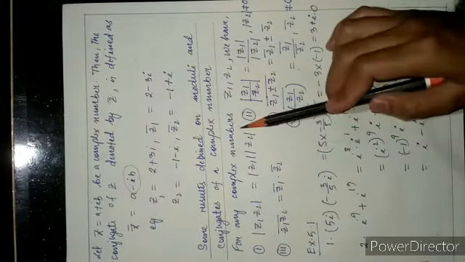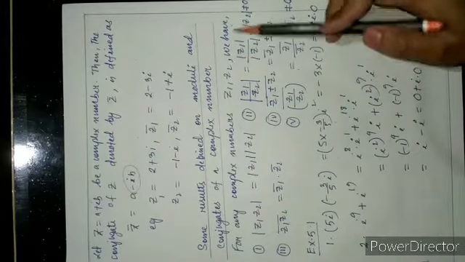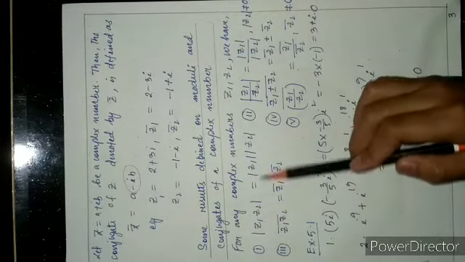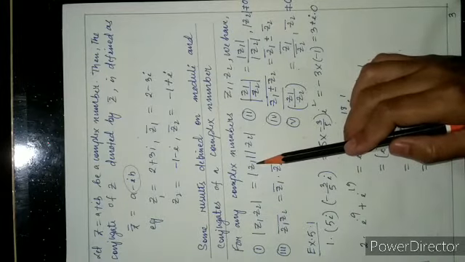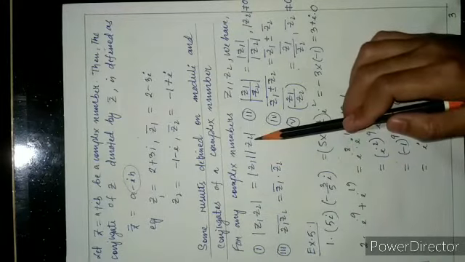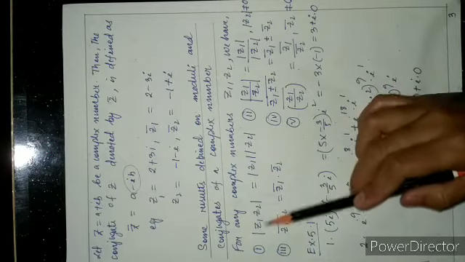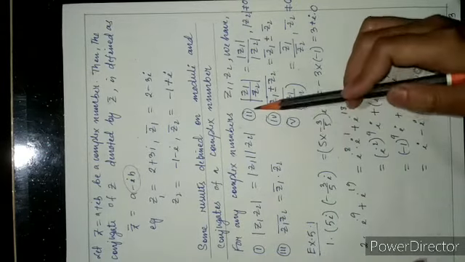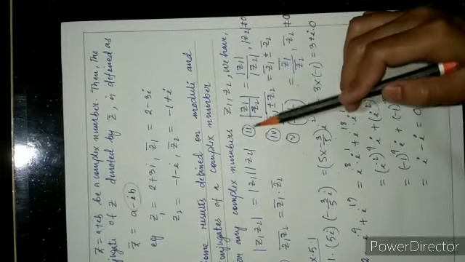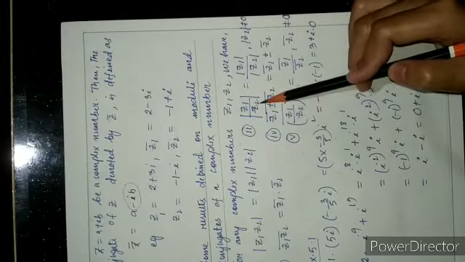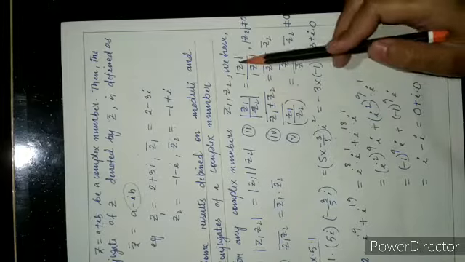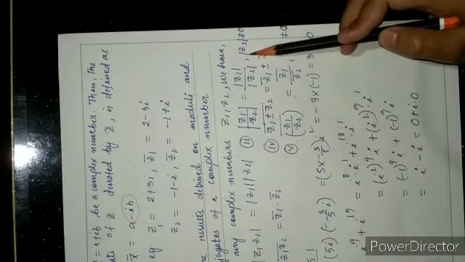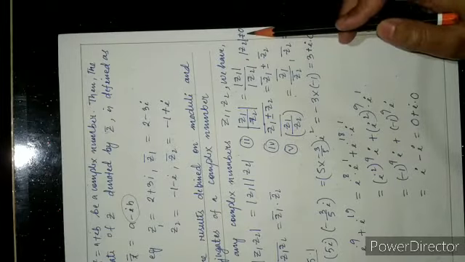For any two complex numbers z1 and z2 we have number 1. Modulus of product of z1 and z2 is same as the product of modulus of z1 and modulus of z2. Roman number 2, modulus of z1 divided by z2 is equal to modulus of z1 divided by modulus of z2, but modulus of z2 cannot be equal to 0.